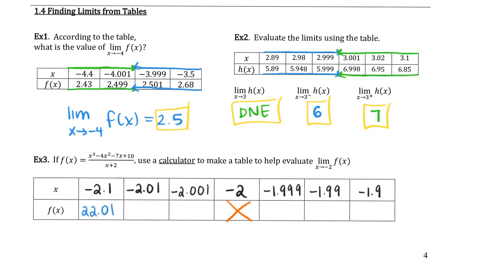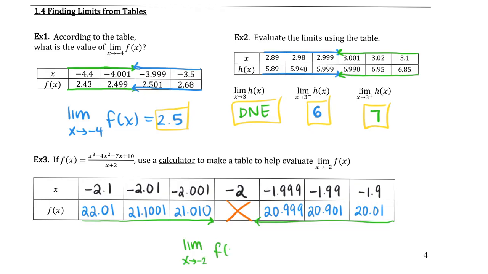And depending on your calculator, you might have more decimals than me. Okay, so these are my y values. So as x is approaching -2 from the left side, these numbers look like maybe they're going to 21. Let's check from the right side. Yes, that does look like it's approaching 21. So I'm going to conclude that the limit as x approaches -2 of f of x is about 21, and that's just an estimate based on my table.